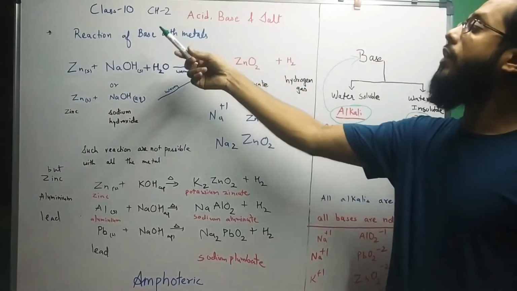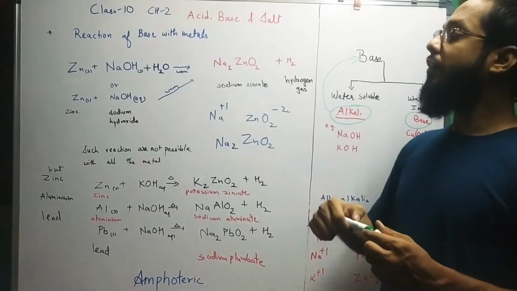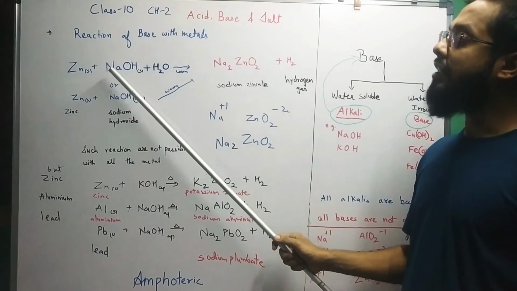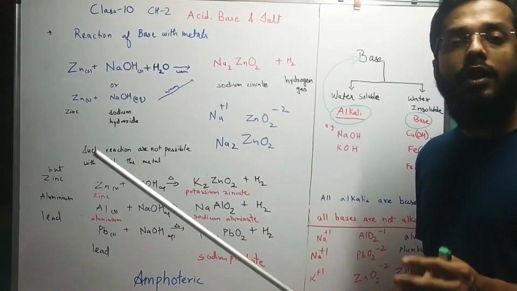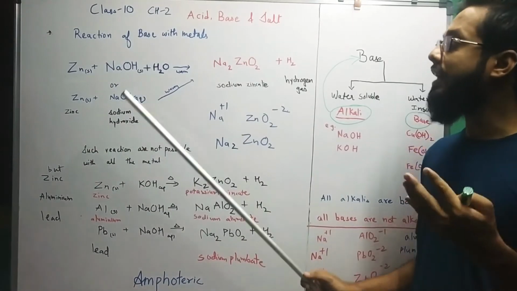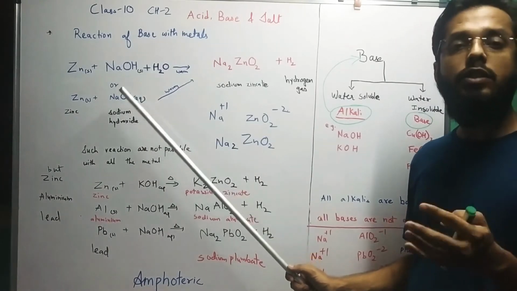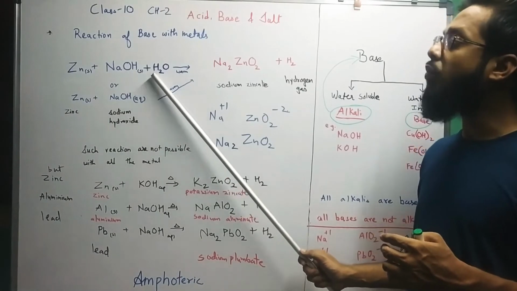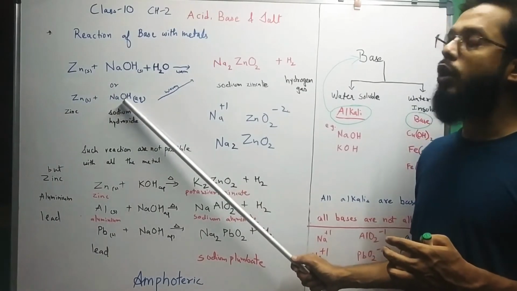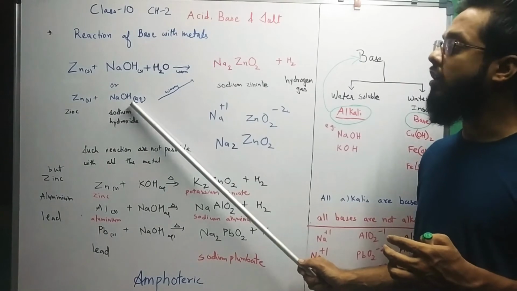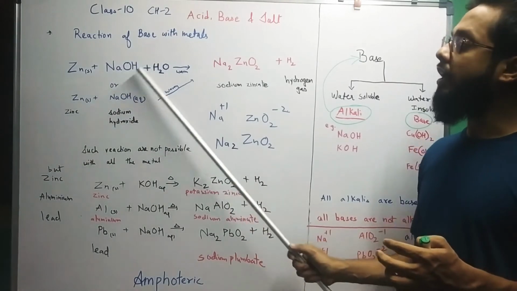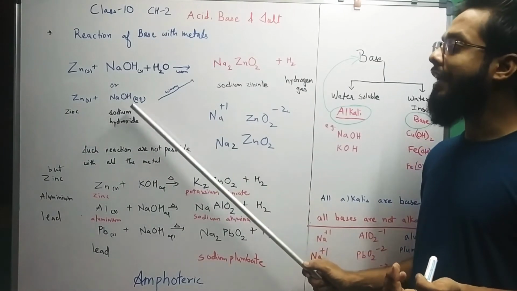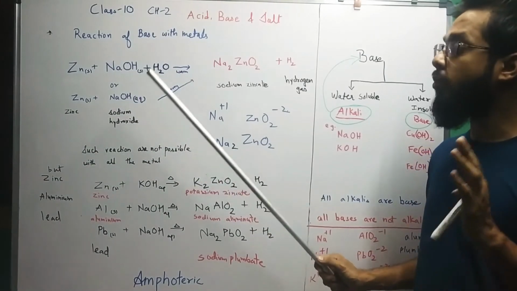Now let's talk about the reaction of base. Here we have taken zinc as a metal in a solid state on reaction with NaOH. NaOH is usually in solid state. It is a solid compound, not a liquid. If you want to make a liquid, we can add water and make NaOH solution. That's called an aqueous solution. So you can write ZnNaOH plus water, or you can write Zn plus NaOH in aqueous solution. Both are right.